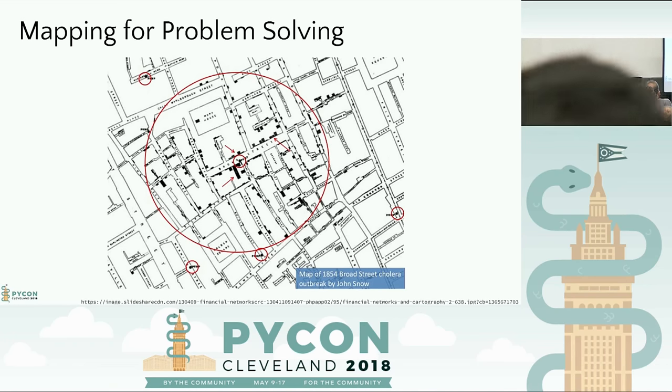But he suspected that it wasn't the air thing, so he drew a map, and he mapped all his cholera cases in black where they lived, and then he drew a circle around them. And he noticed that there was this water pump right in the middle of his circle. The Broad Street water pump, where presumably these people were getting their water source. So he convinced the city council to remove the handle on the pump, and the cholera outbreak died out.